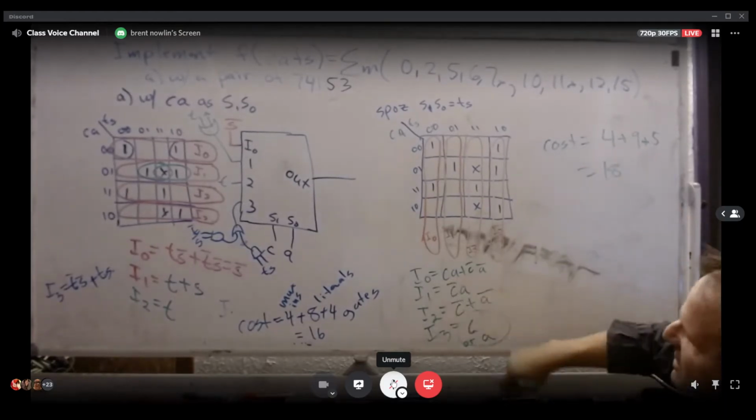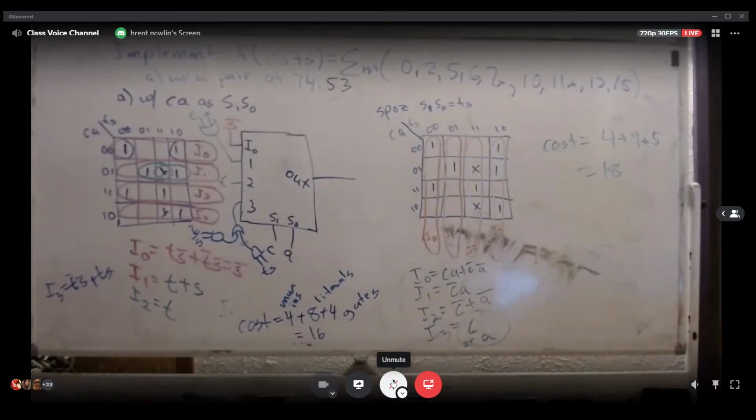So is this implementation better or worse than our first one? Oh, 4 plus 9 plus 5. Can I do arithmetic right? Shouldn't that be 14? It's 18. That's 18. It's worse than the first one. Yeah, it is. So we go with this one.